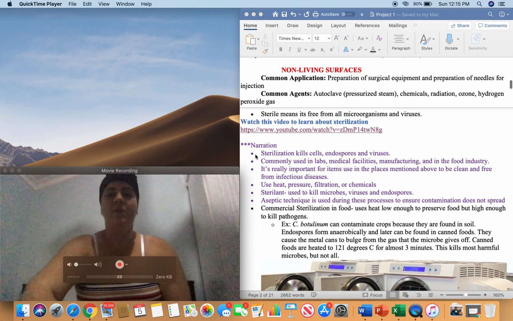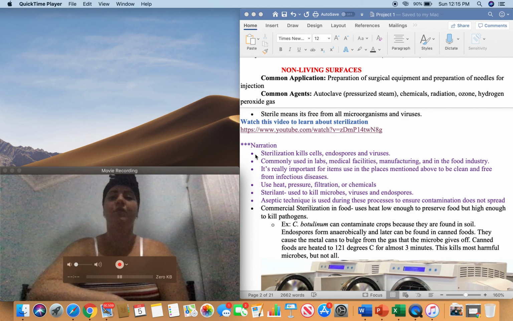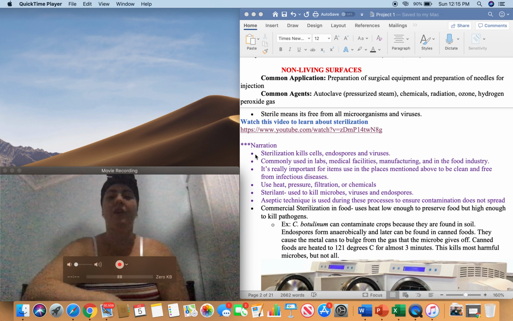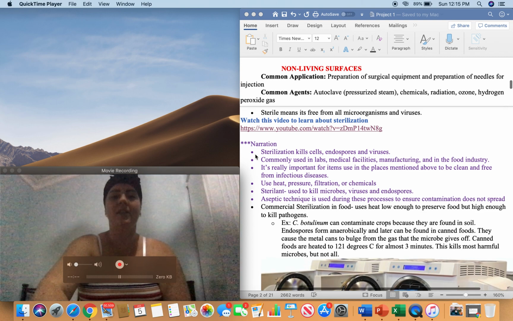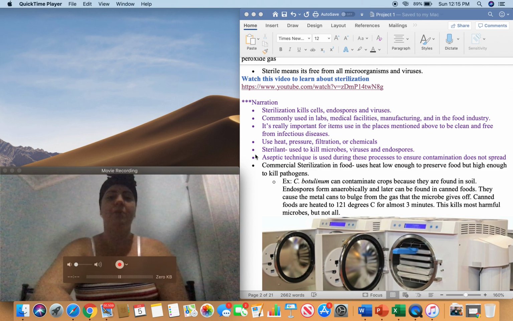They use autoclaves, which is pressurized steam, chemicals, radiation, ozone, hydrogen peroxide gas, and basically sterile. Like I said, it means it's free from microorganisms and viruses. So, sterilization kills endospores and viruses.